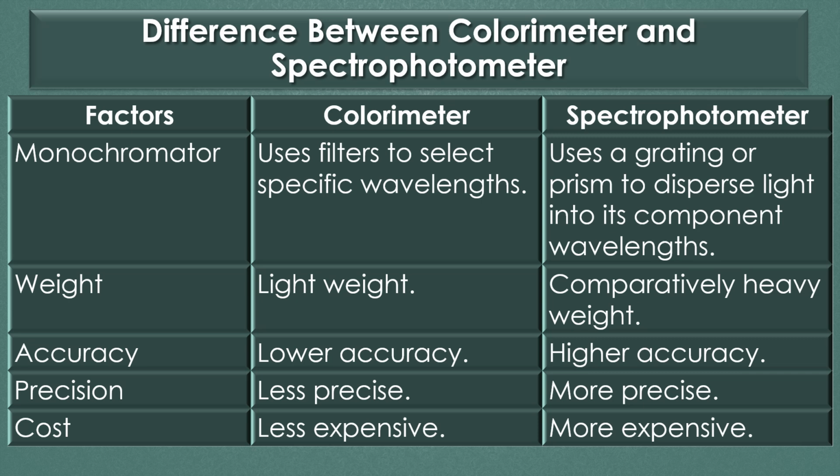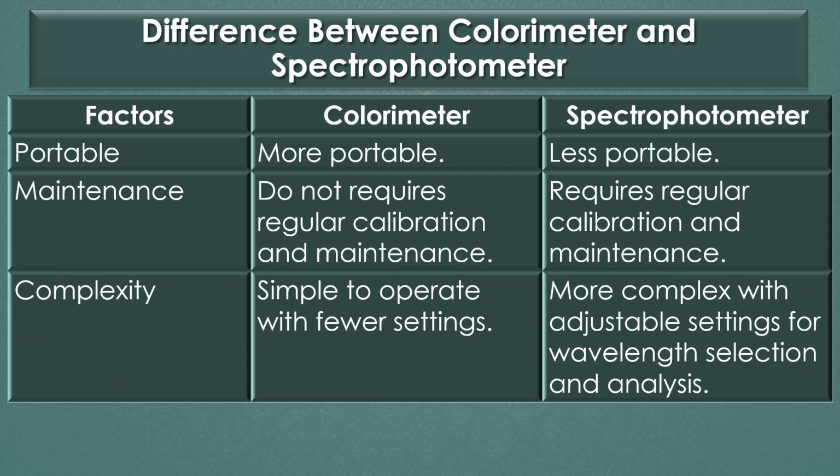Cost: generally, colorimeters are less expensive in nature, but spectrophotometers are more expensive in nature due to its advanced capabilities and broader wavelength range. Portable: colorimeters are more portable, but spectrophotometers are less portable.